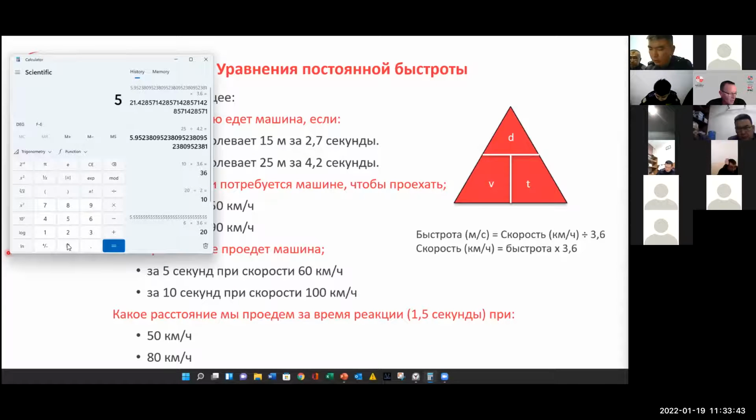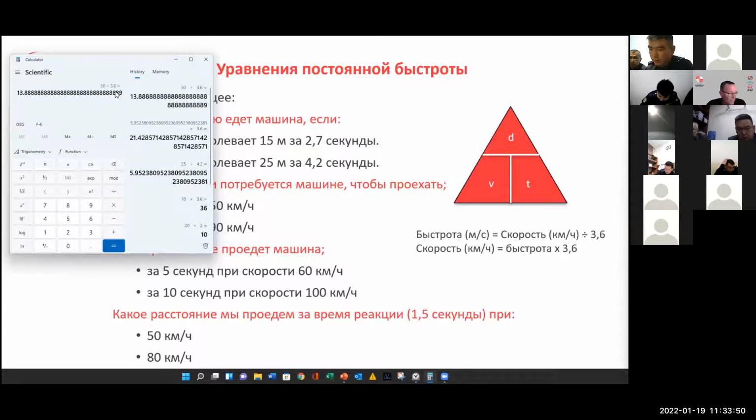Velocity. We are given speed, 50 divided by 3.6 equals 13.89 meters per second. So our velocity at 50 kilometers per hour is 13.89 meters per second.